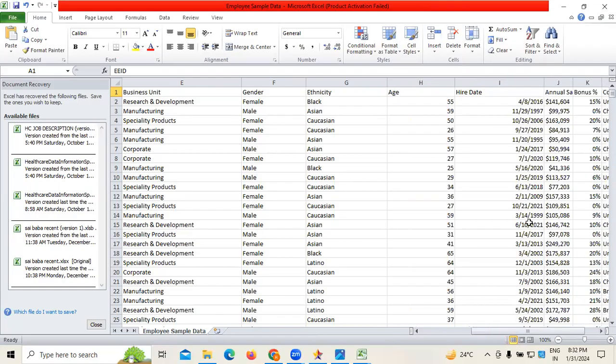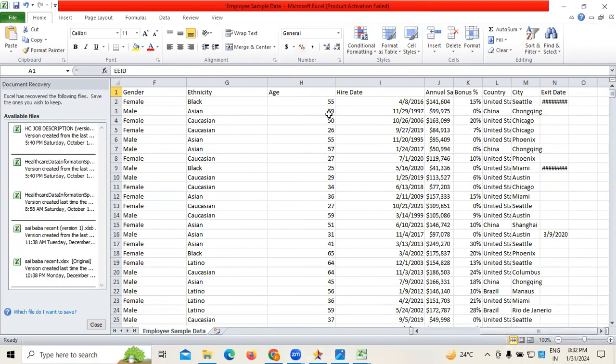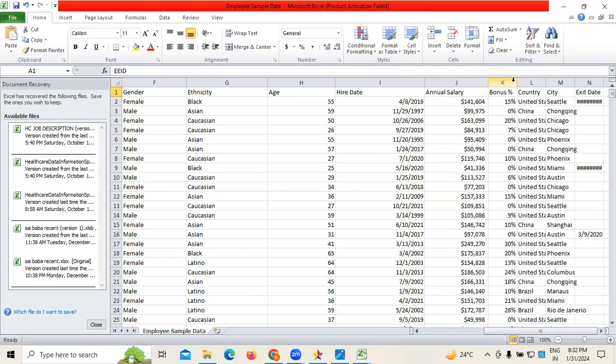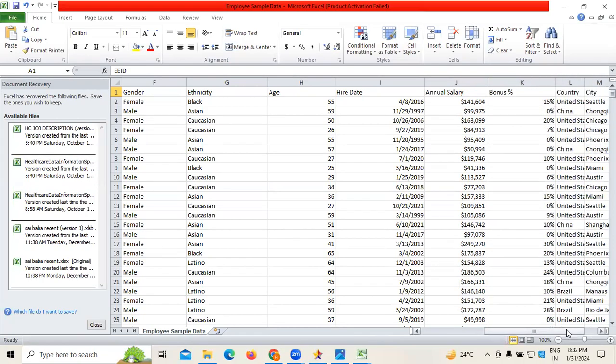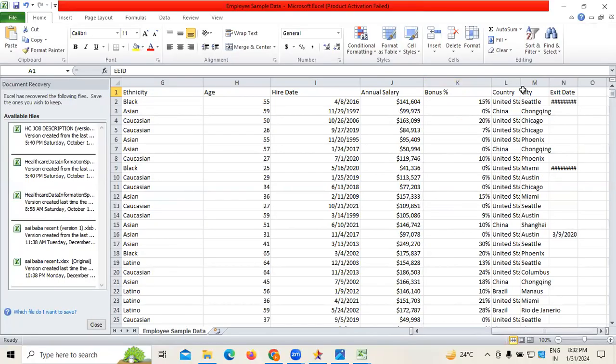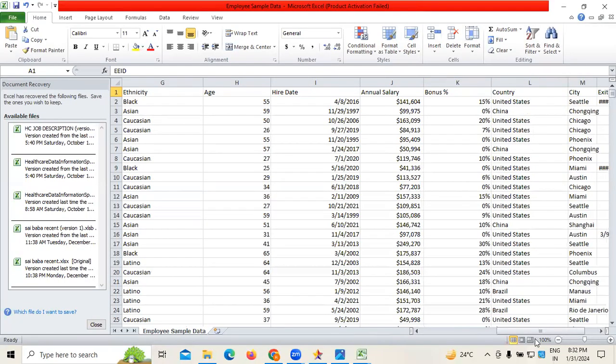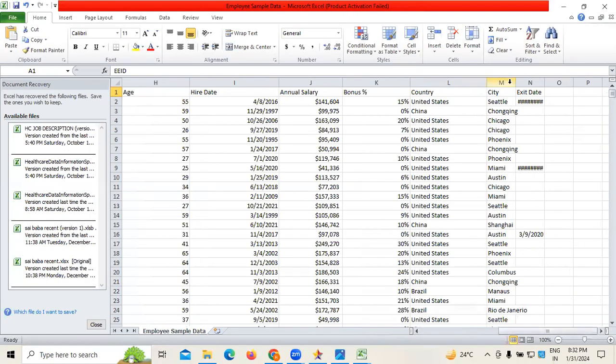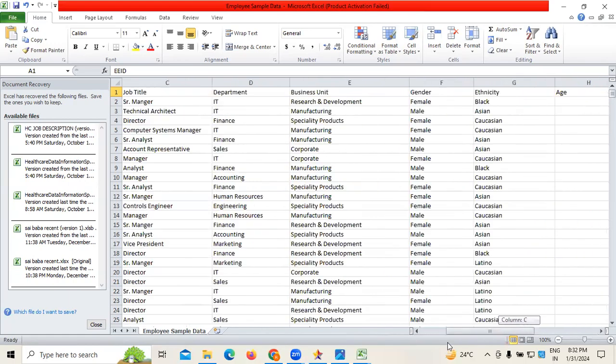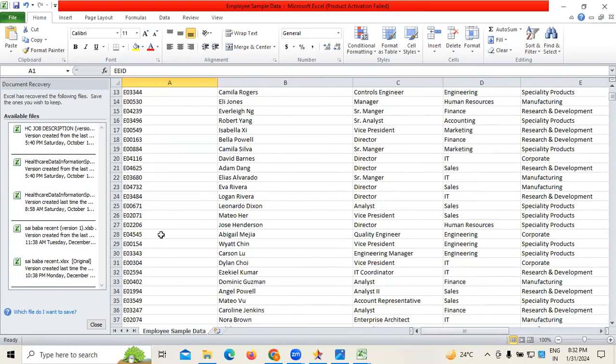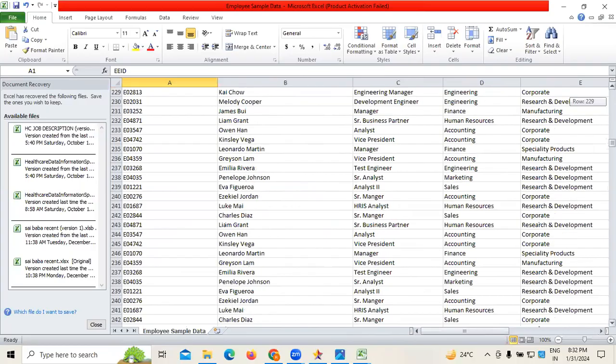At the same time, when we have hired them, what will be their annual salary? What bonus are we giving to them? Which country do they belong to? Which city do they belong to? When will be the expiry date? So this is generally the data in reference to the employee sample data that I have taken.